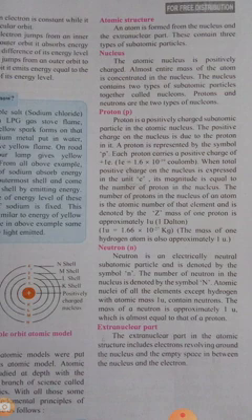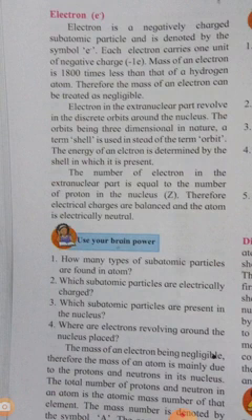Now we discuss the extranuclear part. In the extranuclear part, electrons revolve around the nucleus in a specific shell or orbital. So these electrons are negatively charged, denoted by small e. The mass of an electron is about 1800 times less than that of a hydrogen atom. Therefore, the mass of an electron can be treated as negligible. Electrons in the extranuclear part revolve in discrete orbits around the nucleus.